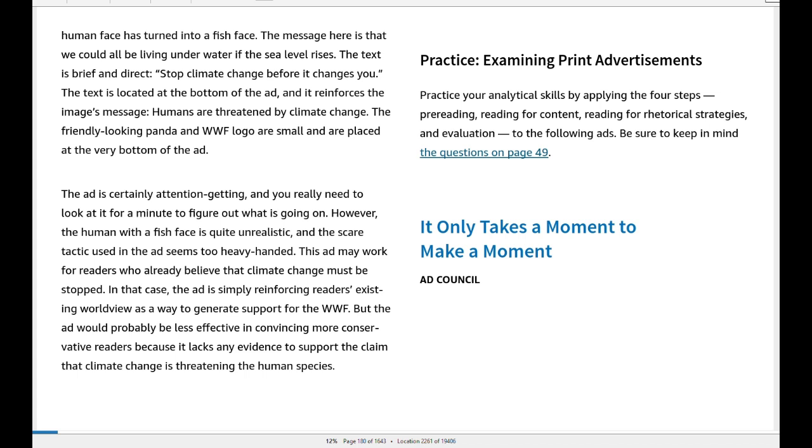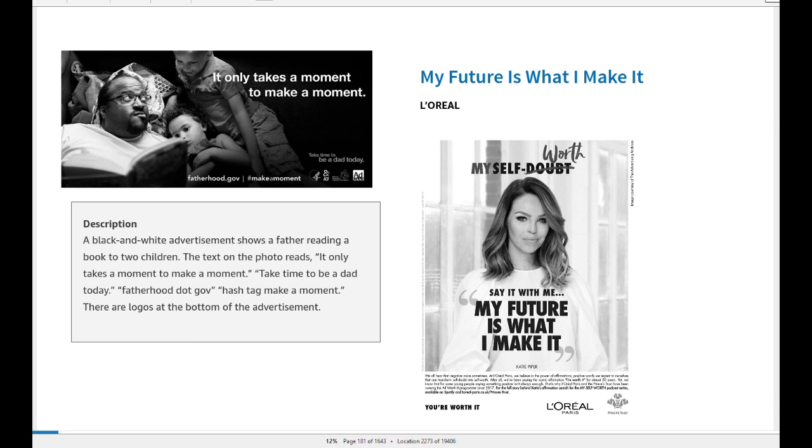It only takes a moment to make a moment. The Ad Council. The black and white advertisement shows a father reading a book to 2 children. The text on the photo reads, "It only takes a moment to make a moment. Take the time to be a dad today. Fatherhood.gov. Hashtag make a moment." There are logos at the bottom of the advertisement.